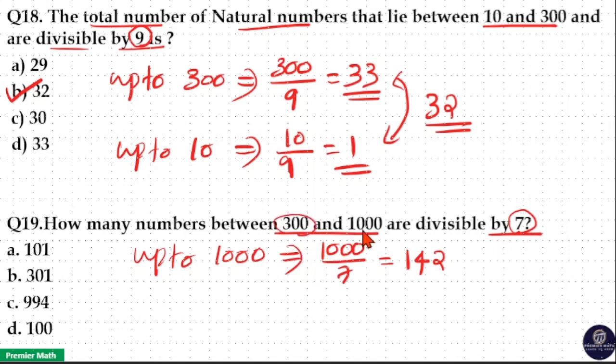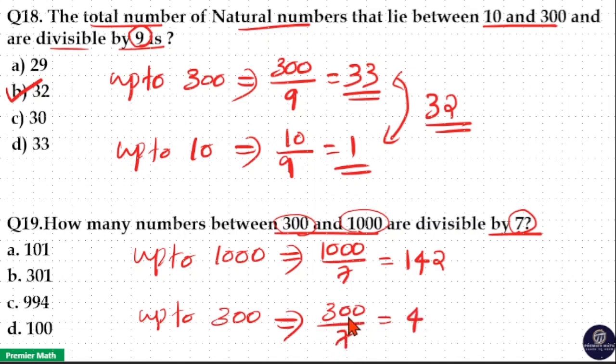Now we need between 300 and 1000. So up to 300, there are 300 by 7 multiples of 7. Now 7 goes 4 times in 30, remaining 2. 7 goes 2 times in 20, which means there are 42 multiples of 7 up to 300. Now we need between 300 and 1000, which means 142 minus 42. Difference between these two is 100. So there are 100 multiples of 7 between 300 and 1000. Multiples of 7 means which are divisible by 7 as well. So option D is your answer.